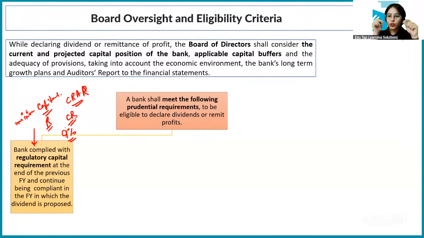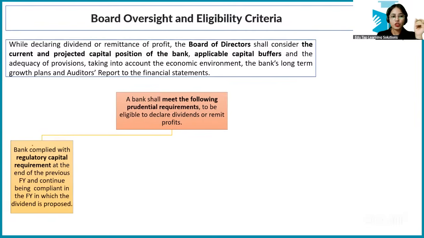Should it be maintained only for this year, or for the previous year also, or for the future also? So the bank complied with the regulatory capital requirement at the end of the previous financial year. In the previous financial year also, they have maintained the capital buffer as well. They have maintained the minimum capital requirement, as well as for this financial year also, they are able to maintain the capital.